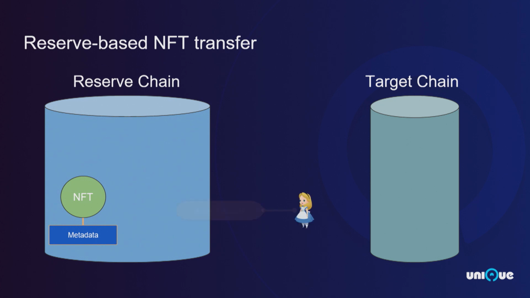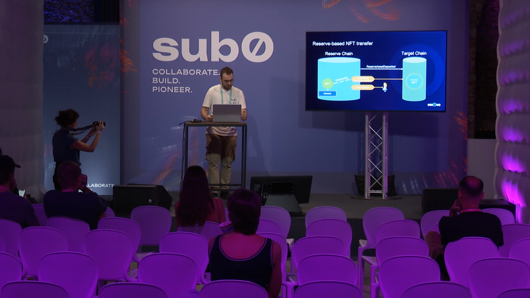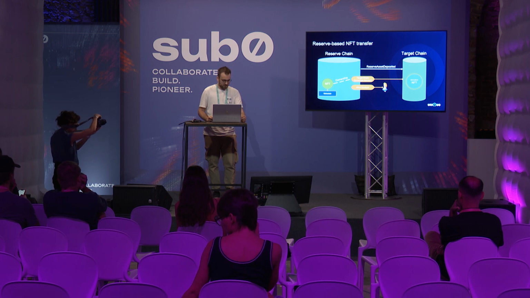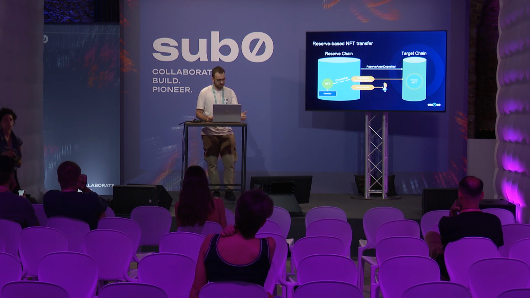For example, Alice controls an account on the reserve chain. And currently, this account owns an NFT on the reserve chain. Suppose Alice initiates the reserve-based transfer of this NFT to the target chain. So the reserve chain transfers the NFT from Alice's account to the target chain's sovereign account, which the target chain controls. Then, the reserve chain notifies the target chain that the reserve asset was deposited. So the target chain can now mint a derivative NFT corresponding to the original one on the reserve chain. Thus, the reserve chain guarantees that the value of the NFT is preserved, hence we don't need to transfer metadata.